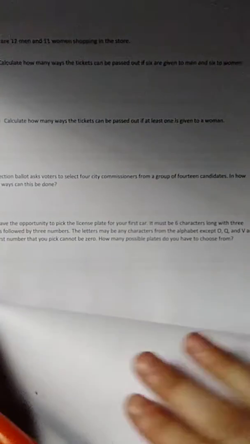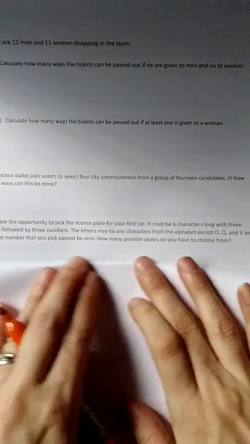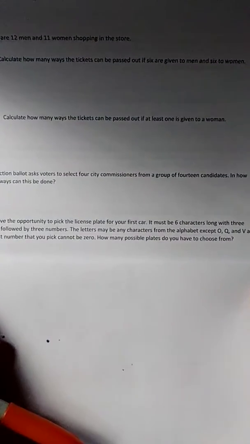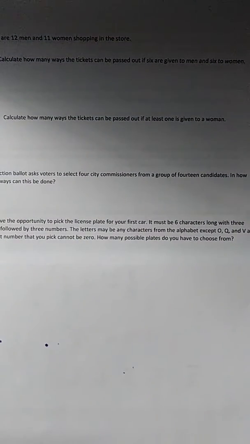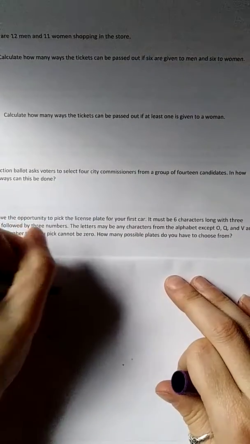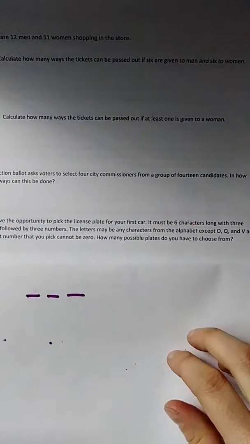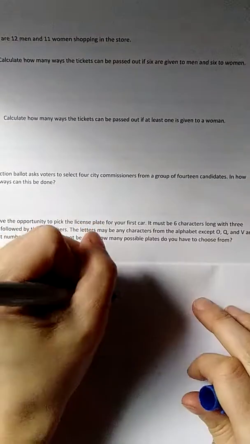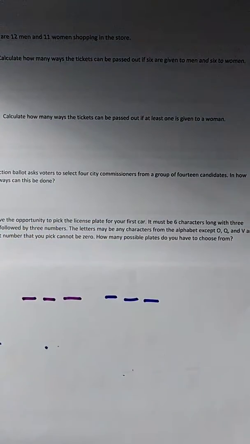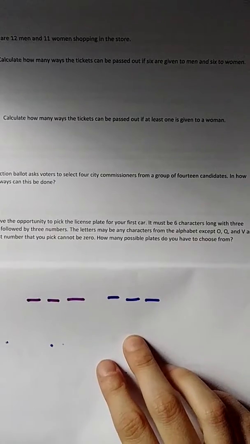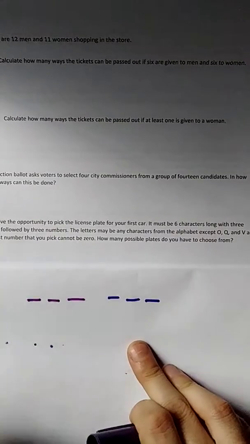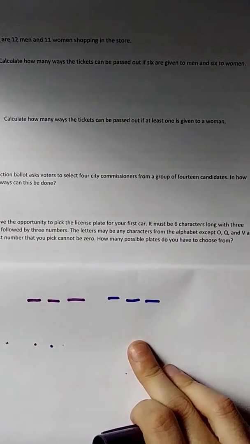Question 10 says that we have the opportunity to pick a license plate for our first car. It has to be 6 characters long. We have to have 3 letters followed by 3 numbers. So 3 letters, and we have to follow that up with 3 numbers. The letters, it says, can be any character from the alphabet except O, Q, and V.